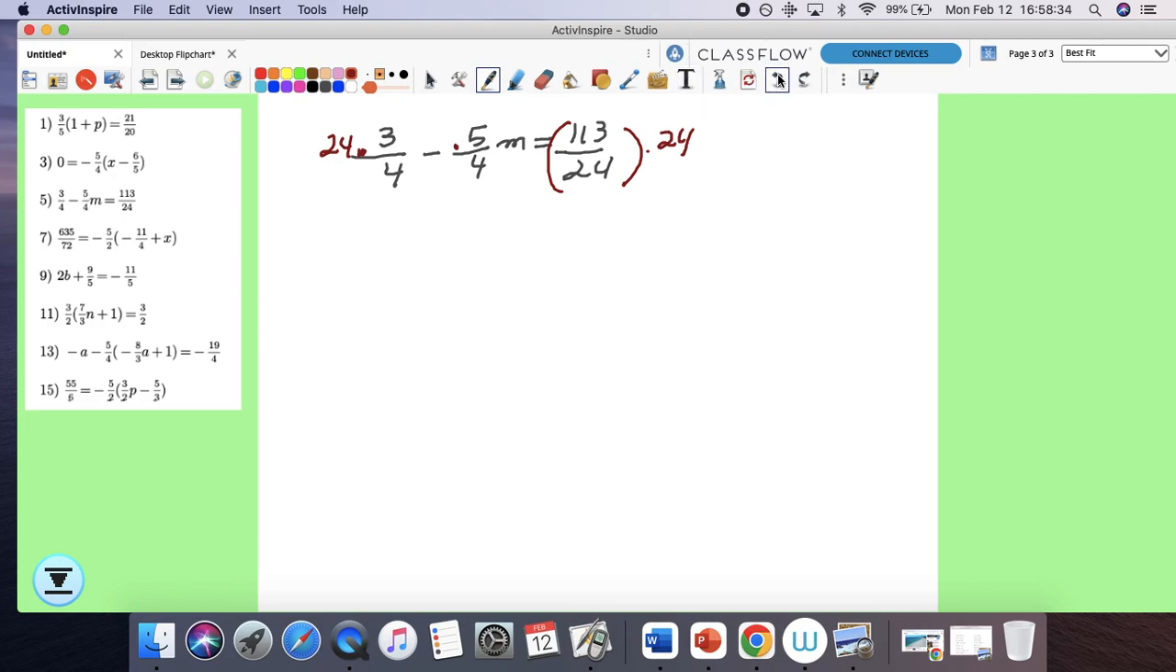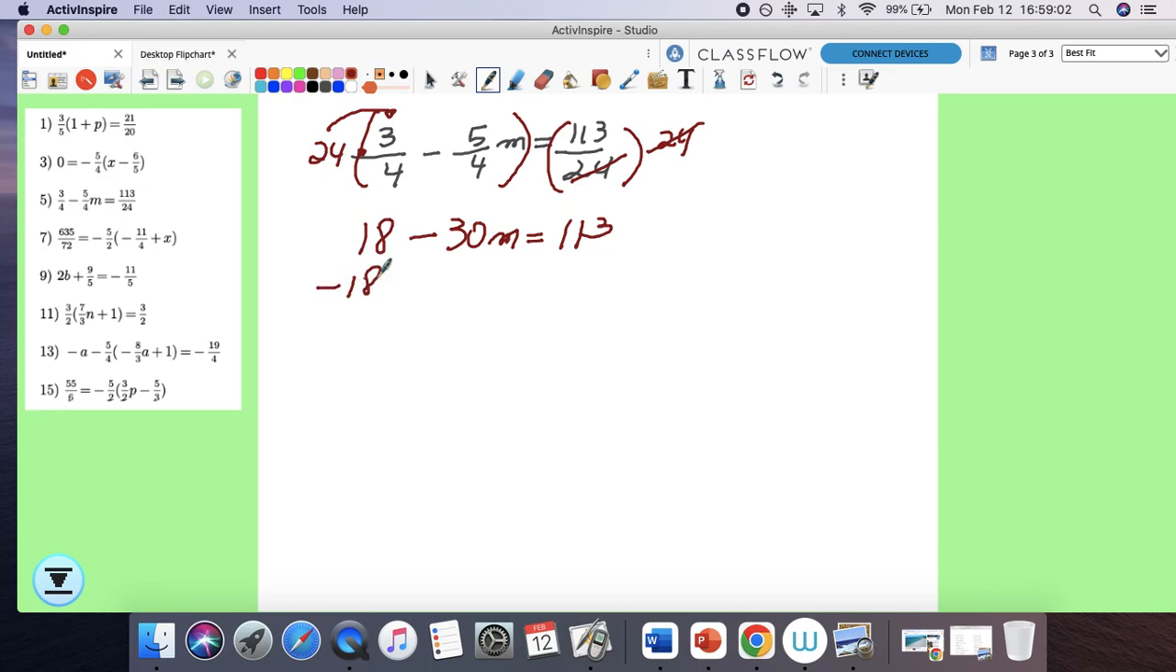It's up to you. Right, and if you're not going to do that, then just put in parentheses and then multiply each term inside the parentheses times 24 individually, right? Like this, the distributive property. So multiply these two first. 24 divided by 4 is 6. 6 times 3 is 18. 24 divided by 4 is 6, and 6 times 5 is 30. 24 and 24, this simplifies, and I get 113.